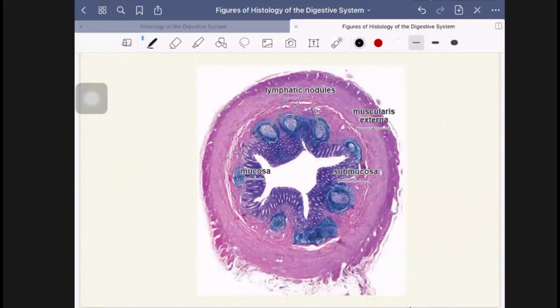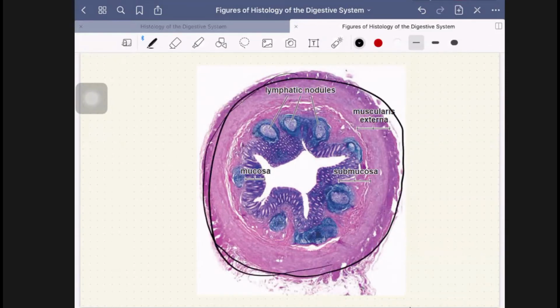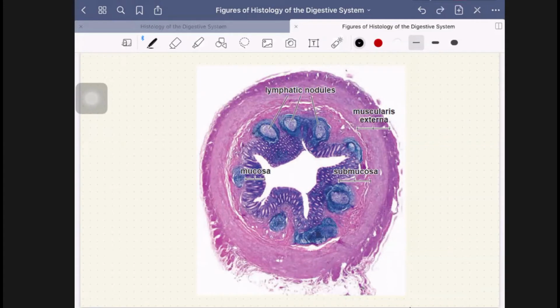So this is the histological slide of the appendix. You will identify it simply because the appendix is very small, so you will be able to see the whole appendix in lower magnification. That is the first one. Then these larger lymphatic nodules will be clearly visible in the submucosa.